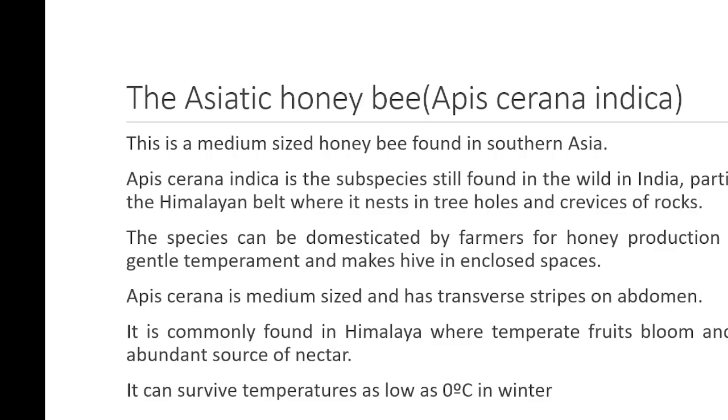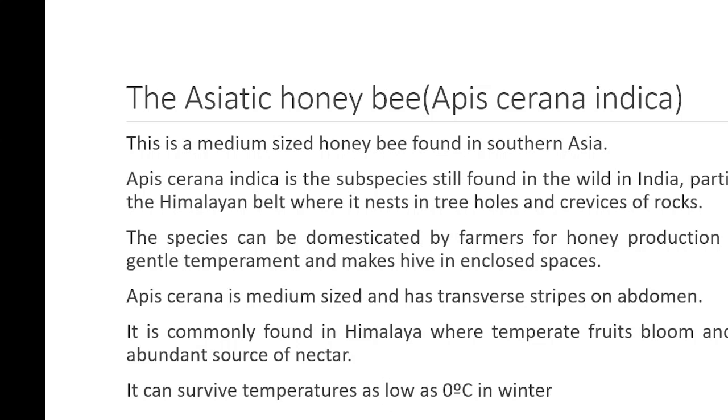This species can be domesticated by farmers for honey production, as it has a gentle temperament. Temperament means not very aggressive. Their behavior is not very aggressive, and they also make their hive in enclosed spaces. Enclosed means covered outside. So that is the peculiarity of the Asiatic honeybee or Apis cerana. We have the specimen of Apis cerana indica here, and most commonly they are present in Himalayan areas where temperate fruits bloom and provide an abundant source of nectar.